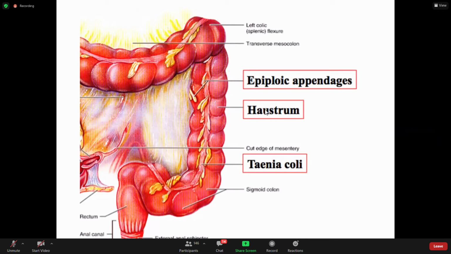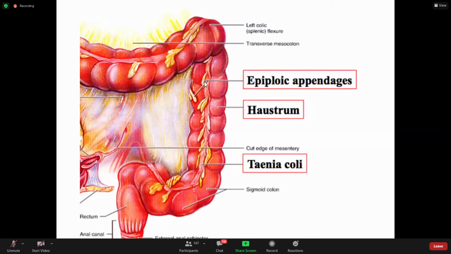The last differentiating feature is the appendices epiploicae, which may be written in your books, in BD Chaurasia, as appendices epiploicae, and in some books you can use this epiploic in front of appendages. So this is epiploic appendages, which is visible here. So what are these structures?